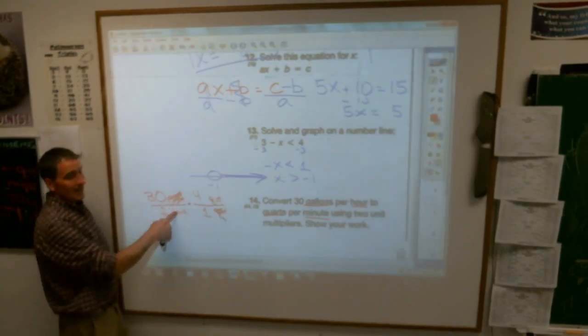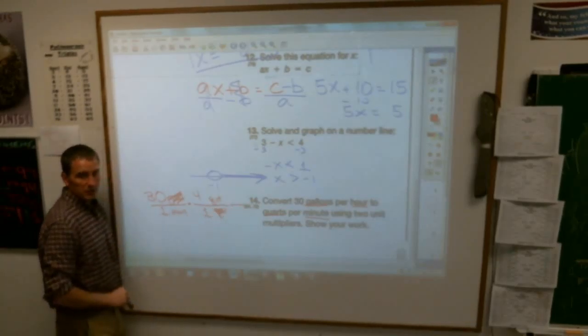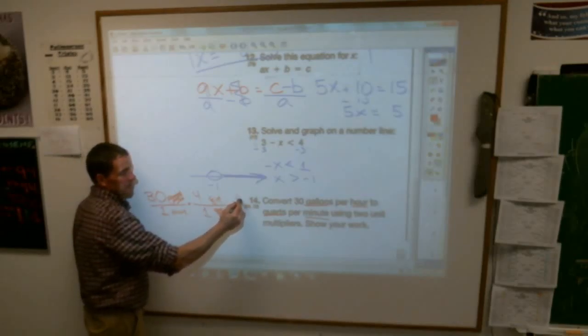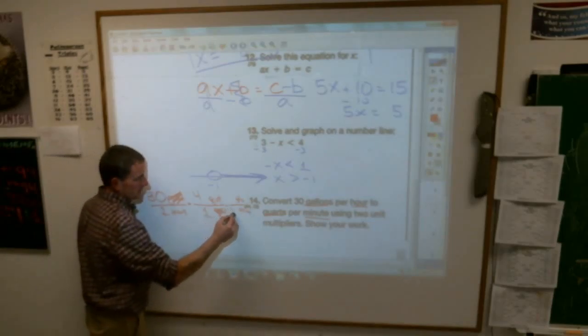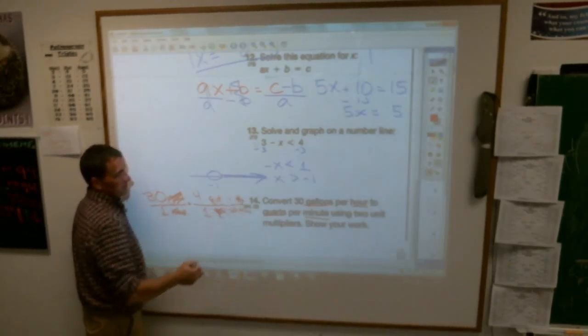Now you need to change hours into minutes. So in order to do that, where does hours have to go? On top, so it cross cancels. And minutes have to go on bottom. How many minutes are in an hour? 60. So now I cross off my hours, and I just need to do the math.